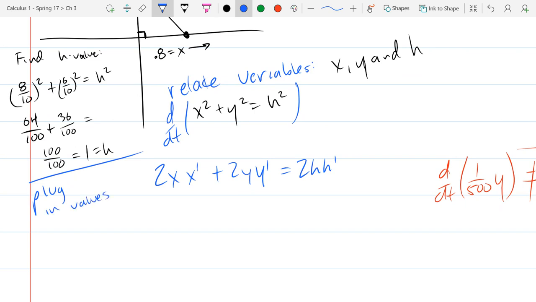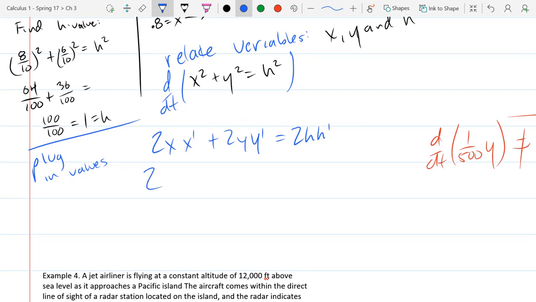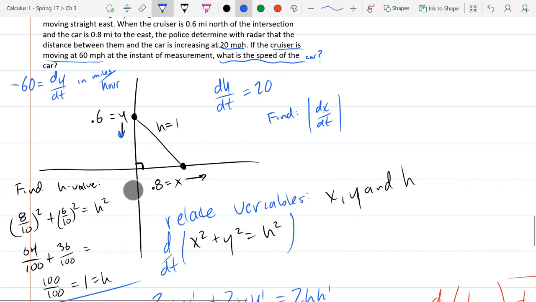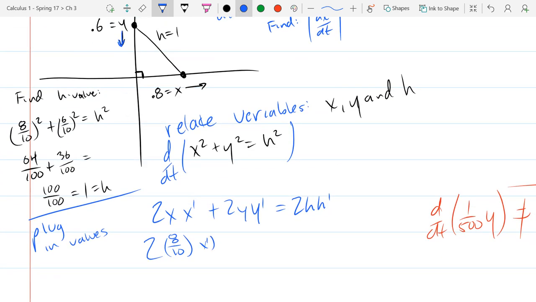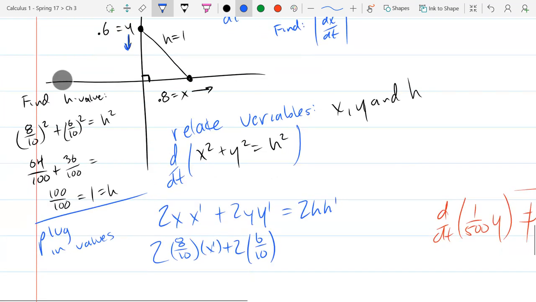Remember, what happens if you plug in values first before your derivative? What will you get? Zero. You'll probably get the equation 0 equals 0, which doesn't tell you much. You probably knew that before you came to math class. So now plug in all the variables. So our x was 8/10. x prime is something. Oh, that's what we need to find. y is 6/10. y prime is -60.